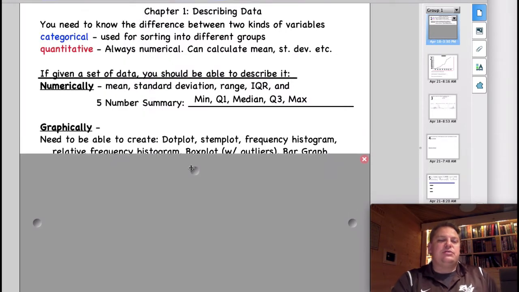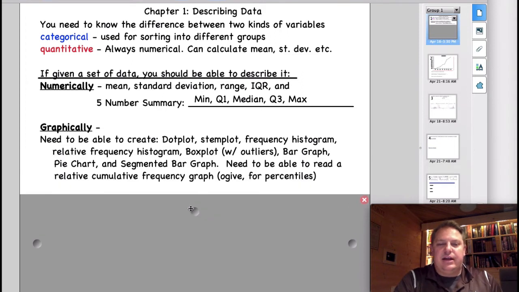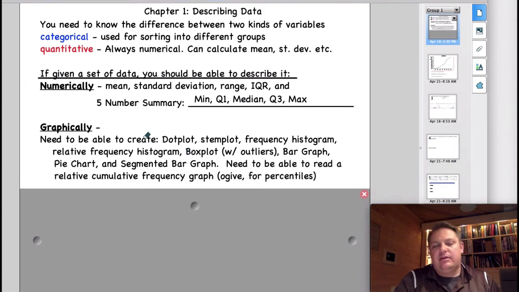You need to be able to describe a set of data graphically. So the kinds of graphs you should be ready to make are a dot plot, a stem plot. A frequency histogram and a relative frequency histogram are essentially the same thing. Relative frequency just means you're dealing with percents. If you are going to make one, you can just make a frequency histogram.